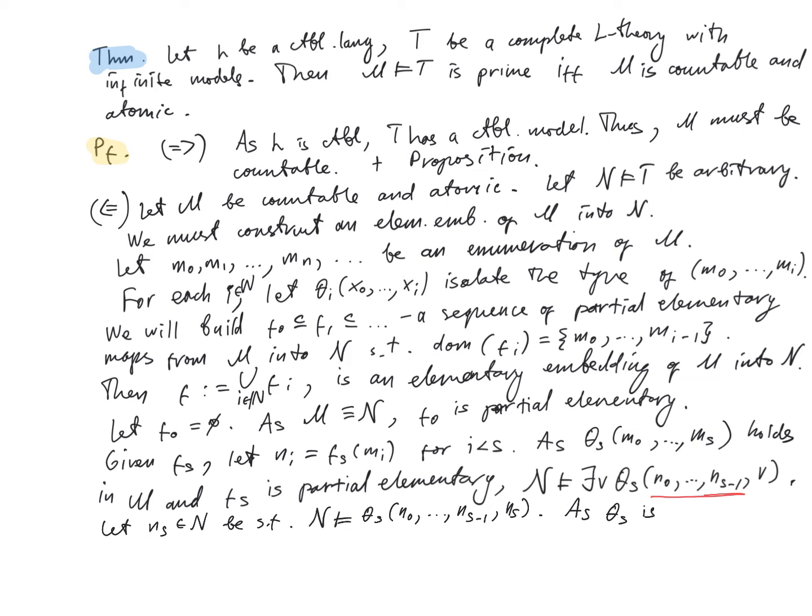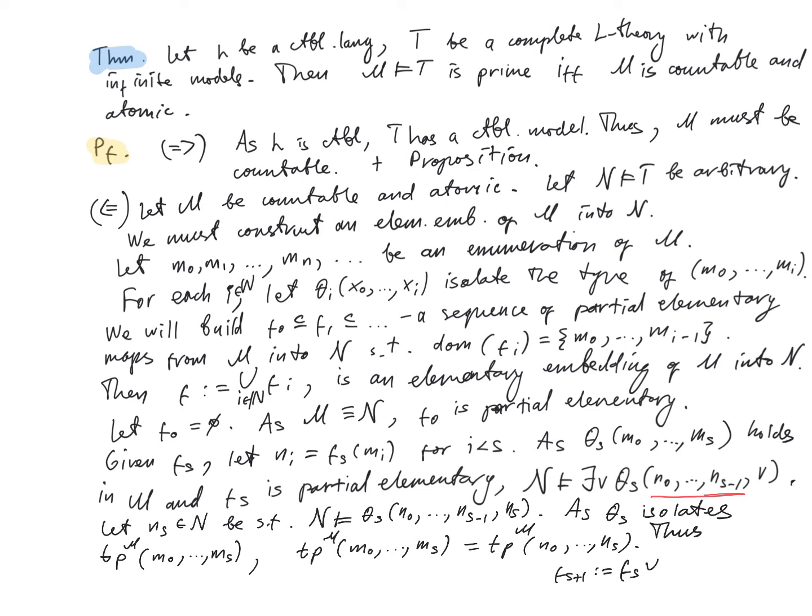As by assumption, theta s isolates the type of M0 through M(s) over the empty set, it follows that the complete type of M0 through Ms in M is equal to the complete type of N0 through Ns in N. Thus, we can take F(s+1) to be Fs together with the pair (Ms, Ns), and this gives us a partial elementary map, so that its domain now contains the element Ms. This concludes the proof of the inductive step, and hence of the theorem.